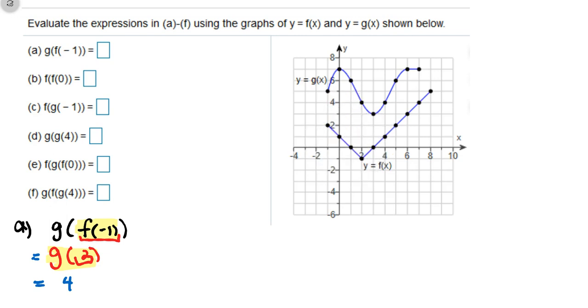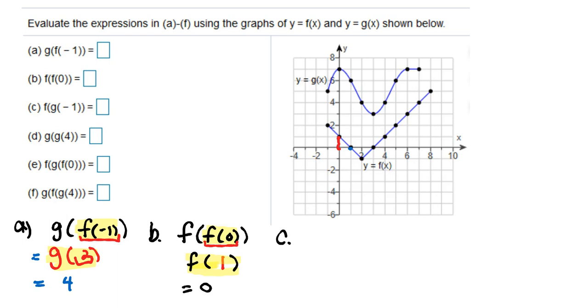Okay, let's try the next one. I have f of f of 0. So we're going to start on the inside, f of 0. Starting with an x value of 0, I'm going to go up to the graph of f, and my y value is a 1 there. I'm going to change f of 0 to be 1. Now I'm going to find f of 1. I'm going to go to where x is 1, go to the graph of f. I'm already at the graph of f, and the y value is 0 there. So f of f of 0 is 0.